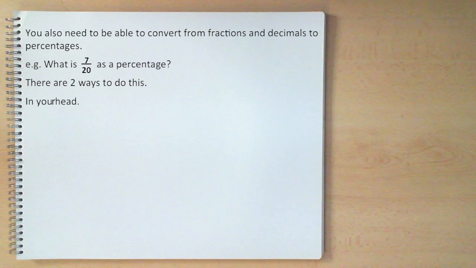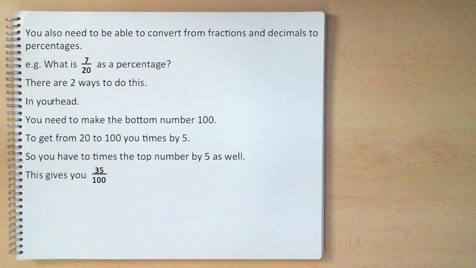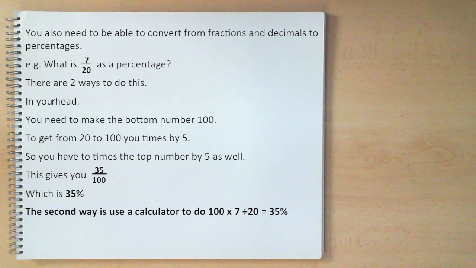First way is in your head. Okay, we need to make the bottom number into 100 because that's what percentages means. To get from 20 to 100, we've got to multiply by 5. So to keep the fraction the same, we've got to do the same to the top number as well. Got to multiply the top number by 5. So that would change 7 over 20 into 35 over 100. 35 over 100, very, very simple then, is 35%. Second way, use a calculator to do 100 times 7 divided by 20. And again, that would give you 35%.